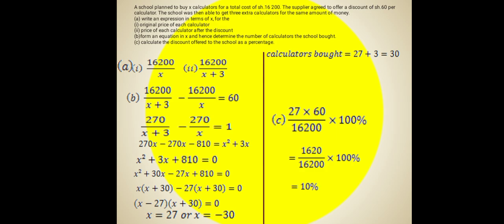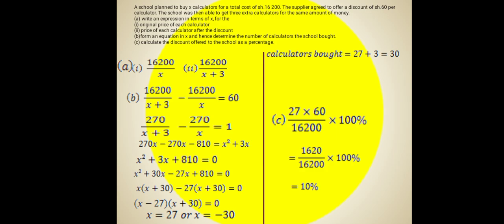A school planned to buy X calculators for a total cost of 16,200 shillings. The supplier agreed to offer a discount of 60 shillings per calculator. The school was then able to get 3 extra calculators for the same amount of money. Write an expression in terms of X for the original price of each calculator.